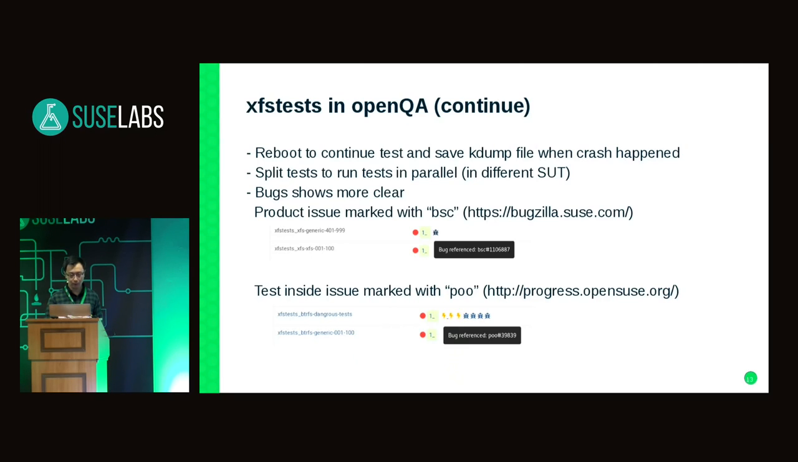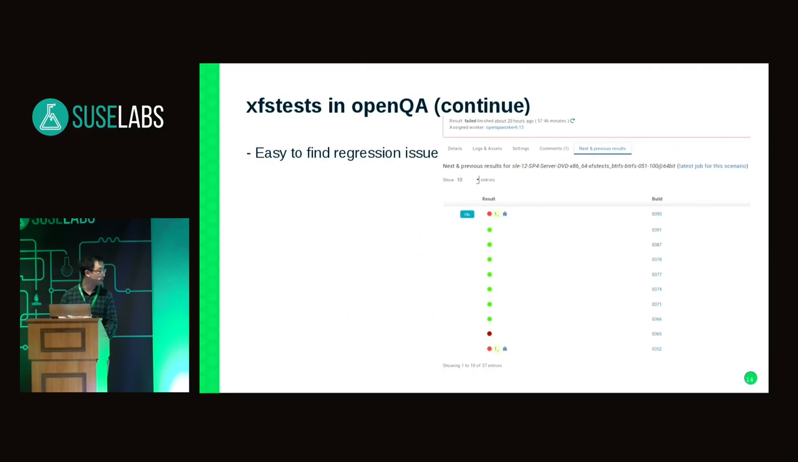If I run the whole upstream XFS test in a line, it will finish in around 8 or 9 hours. Now, running in parallel, it can finish in around 2 hours. And obviously, the bug show is more clear here. Also, it has the benefit of finding regressions.